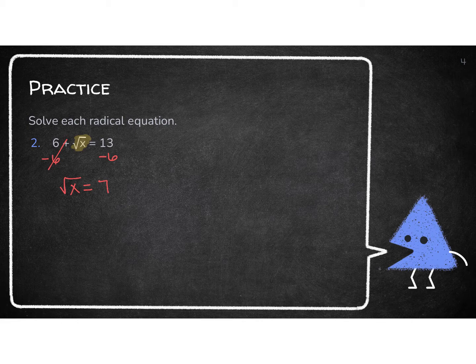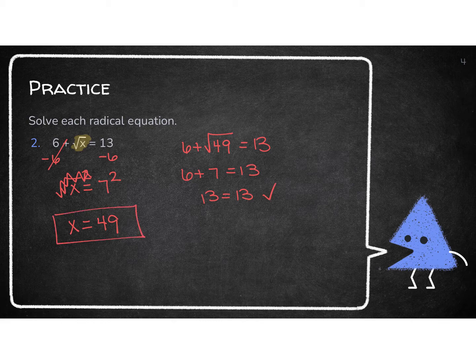At this point, everything that was highlighted is alone, so I can square both sides. The square root and the square cancel each other out, and I'm left with just x. 7 squared gives me 49. Before I can tell if this is my answer, I have to plug it back into the original equation and see if it's true. So 6 plus the square root of 49 equals 13. 6 plus 7 is 13, and that does equal 13. It's a true statement, so this is my solution.